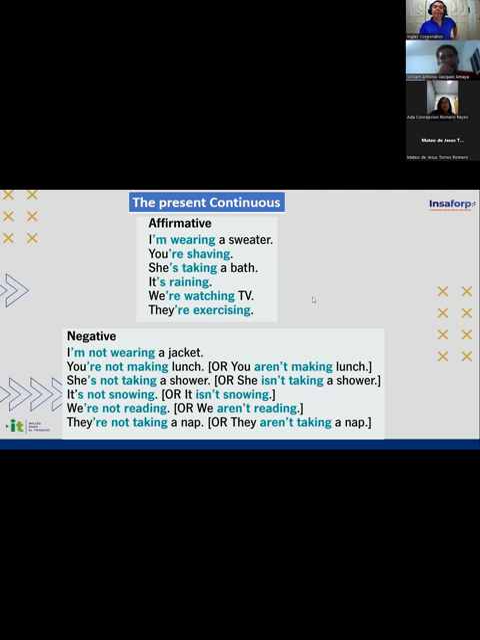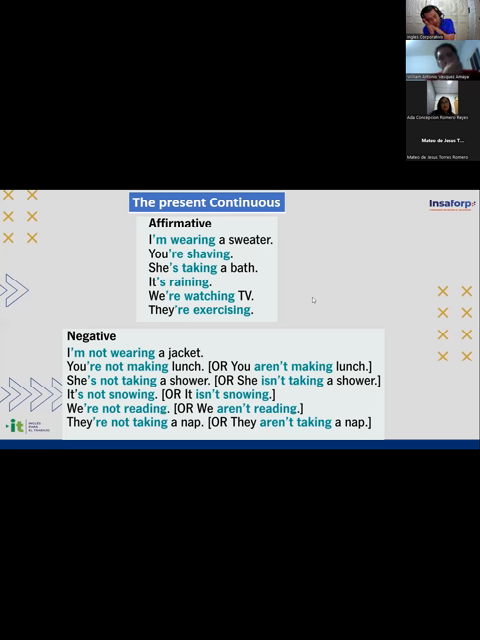Now in negative, repeat it to me, please. I'm not wearing a jacket. You're not making lunch. You aren't making lunch. She's not taking a shower. She isn't taking a shower. It's not snowing. It isn't snowing. We are not reading. We aren't reading. They're not taking a nap. They aren't taking a nap.